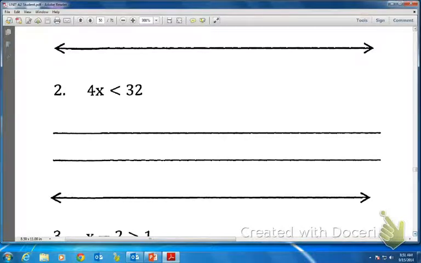All right, here's number 2. 4x is less than 32. Again, the first thing it wants me to do is to solve it. So I'm going to get that x by itself. Right now 4 is being multiplied times x, so I'm going to divide by 4.